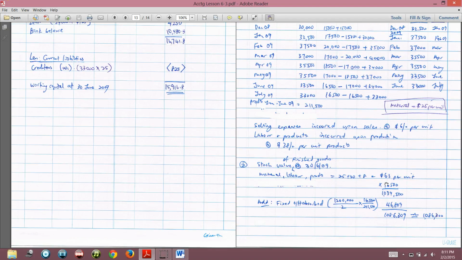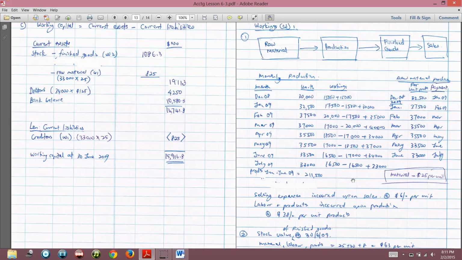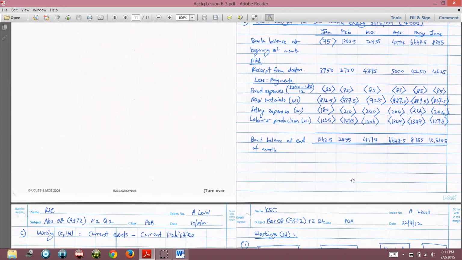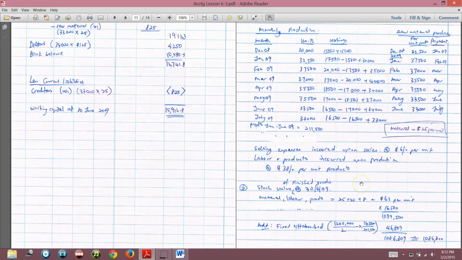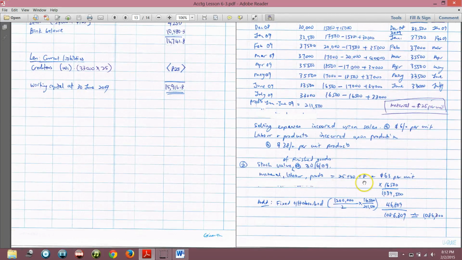For every unit of stock, you will incur material cost of $25 per unit, and then labor is $30 per unit, as stated in the question, and production expenses is $8 per unit. The selling expense is not incurred yet. It will be incurred only when the item is sold. So that means per unit of stock, the value is $63 per unit, times the closing stock units of 16,500. So this will be 103,900.